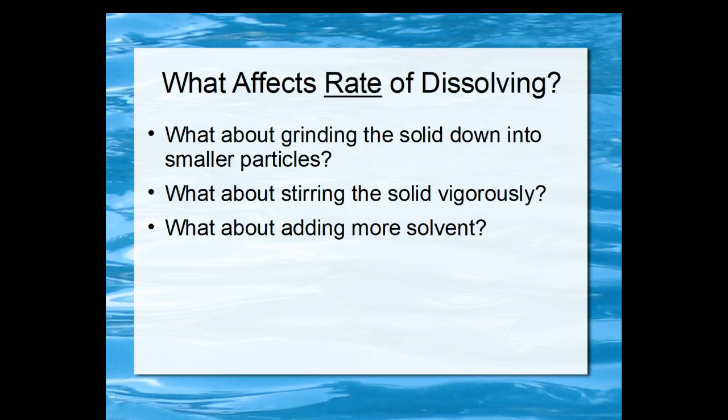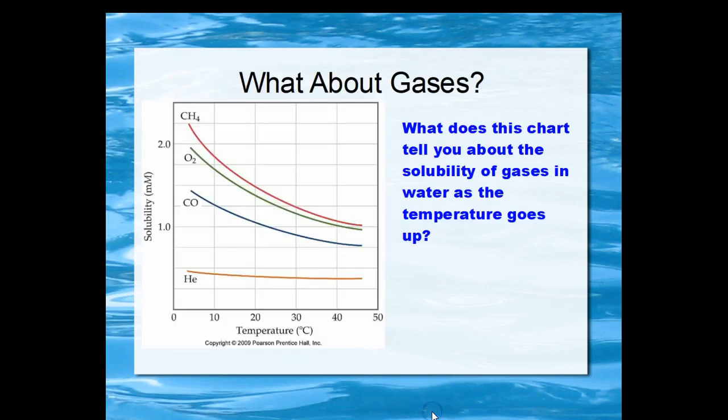What about adding more solvent? Well, if you double the amount of water, you should double the rate of dissolving, particularly if you keep stirring it. What about adding more solute? Well, you just remember, you've got this glass of iced tea that's already sweet, maybe has as much sugar as it'll hold. If you add more sugar to it, even if you stir vigorously, you won't get any more to dissolve. So that would not affect the rate of dissolving.